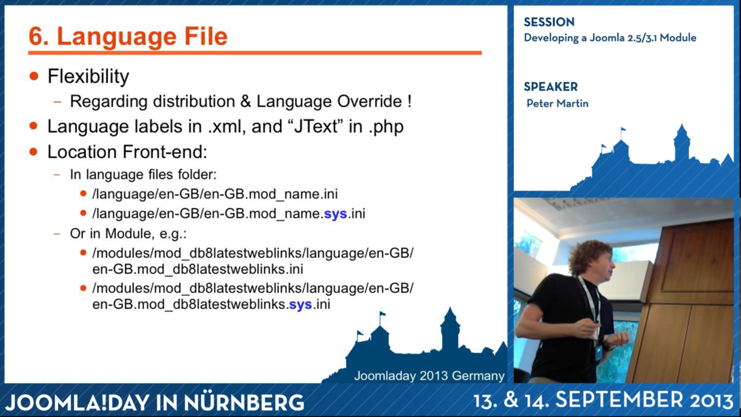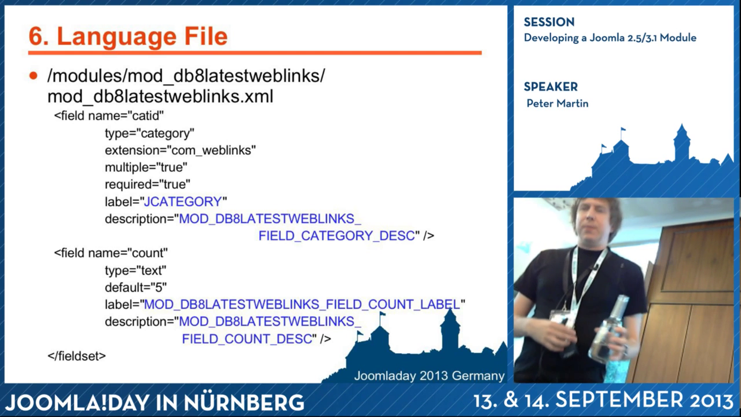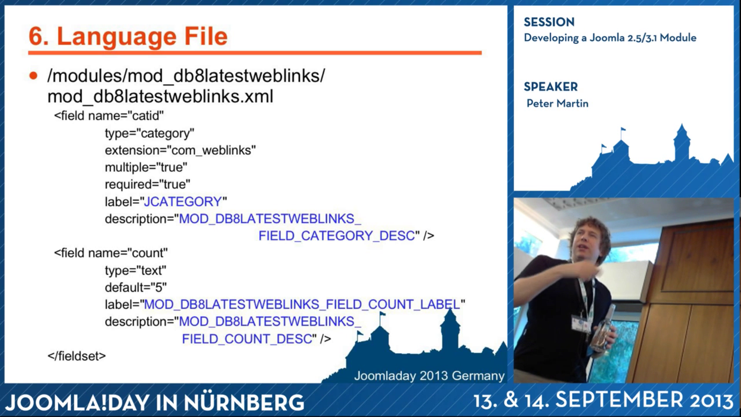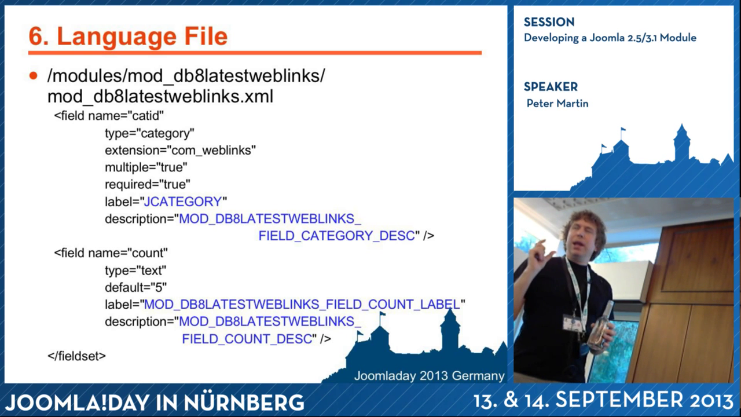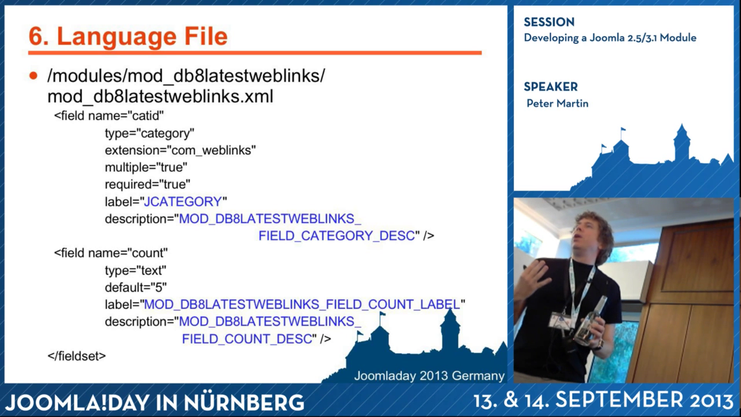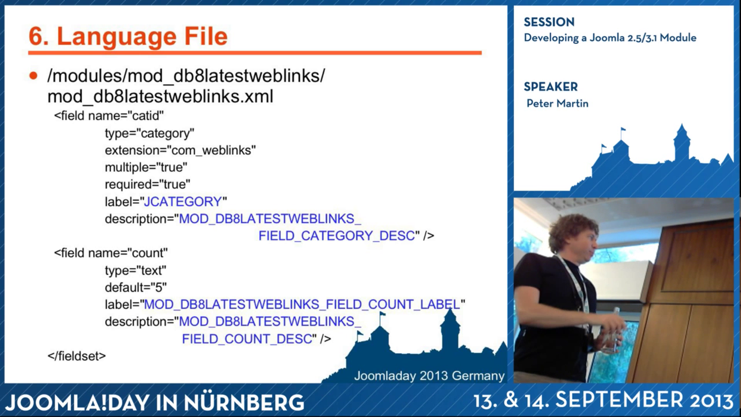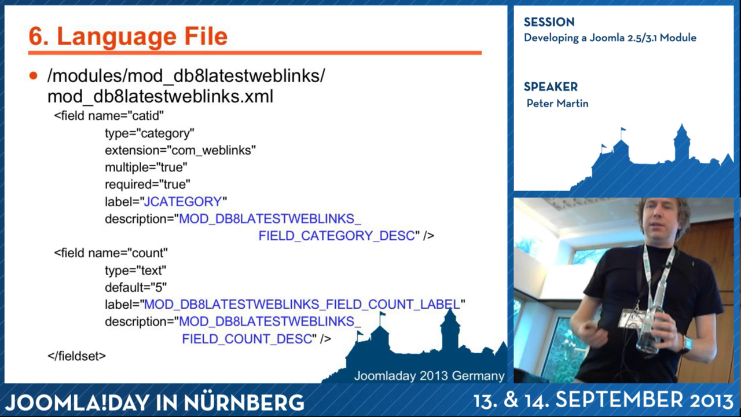It only has two lines. I will show it. First of all, I had to change something in my XML file. Instead of writing a category or this is a category of web links or something else like count, I just used these kinds of labels. Those are constants. And here you have J category. J means it's Joomla. And I don't have to translate it because Joomla says it's category. And then I use category. These mods with my name in it are my own translations. So I just have to put these three words in a language file and translate it.